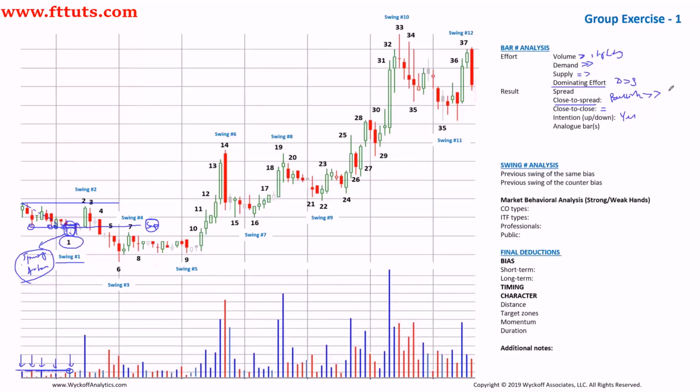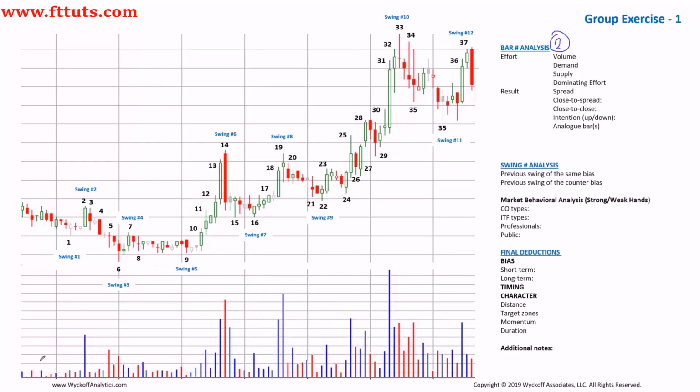And it seems that we could say that the effort to the upside increased slightly, and then the result to the upside also increased. Bullish or bearish? Bullish. So short-term bullish, and we could expect some kind of rally out of this. Okay, well, the rally happens. It goes into bar number 2, and this is where the whole story starts to unfold for this area. So let's think about bar number 2 analysis.